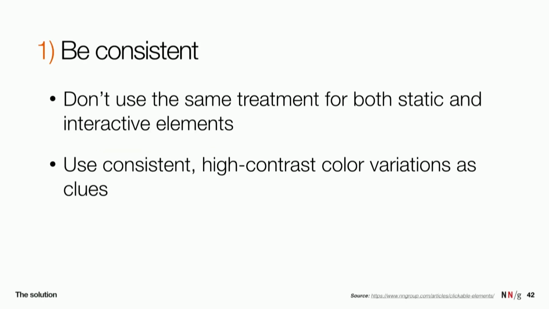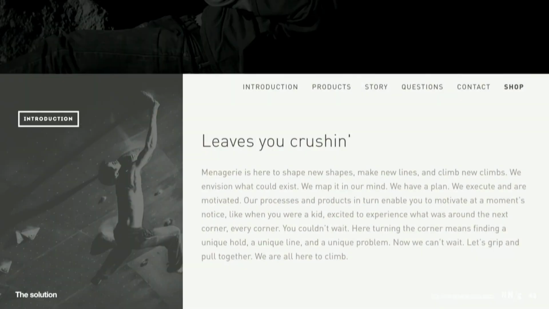First, be consistent. Do not mix and match clickability clues. So for example, it's fine if you want to make your in-text links dark orange. Just don't also make your static headlines dark orange. Remember that users are looking for patterns. They're trying to learn how they can move through your interface. So don't send them mixed messages. It'll just confuse them.